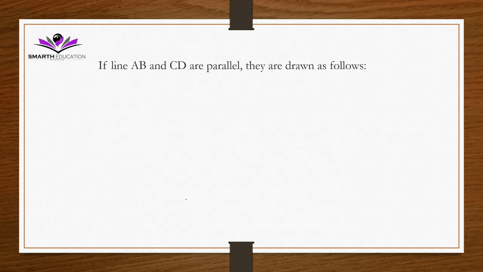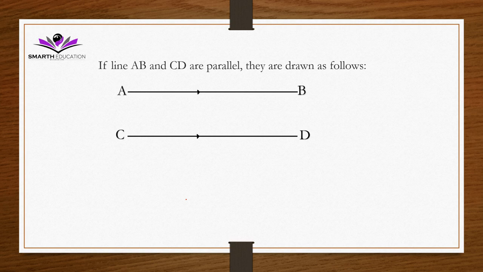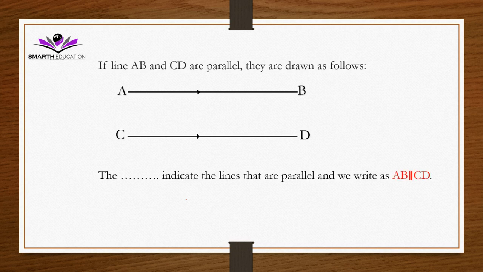If the lines AB and CD are parallel, they are drawn as follows. So we have line AB and line CD. How do we see that these two lines are parallel? We see it by this symbol here. We use arrows to show that the two lines are parallel. And then we write AB is parallel to CD.